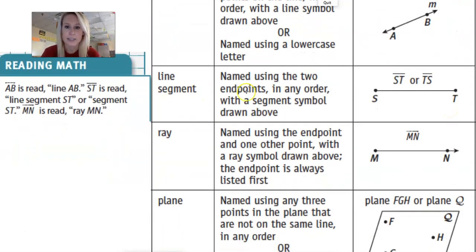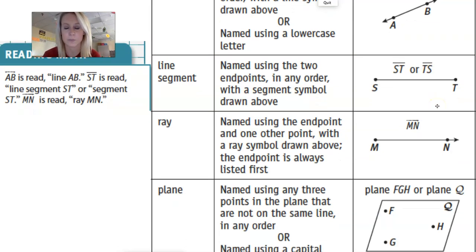Next, we have a line segment, which is named using the 2 endpoints in any order with the segment symbol drawn above. Biggest thing is notice that in the picture it has endpoints. In the naming of it, it does not have an endpoint. So it can be called ST or TS with just a little line with no arrows, no dots.